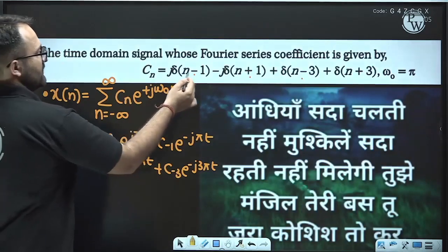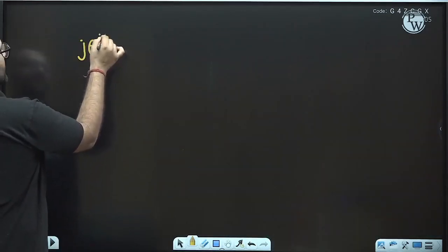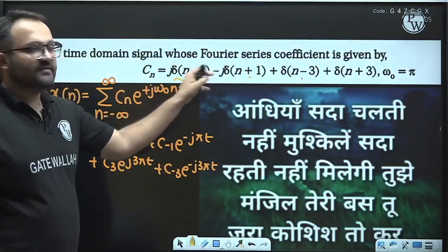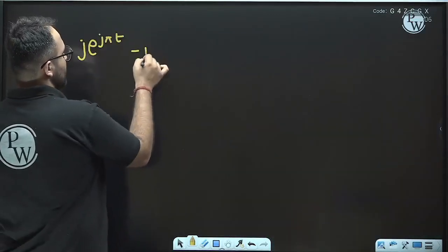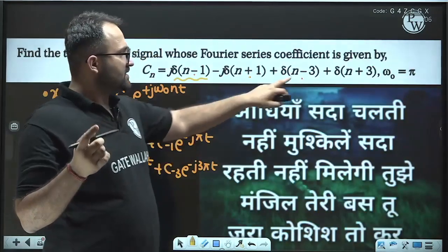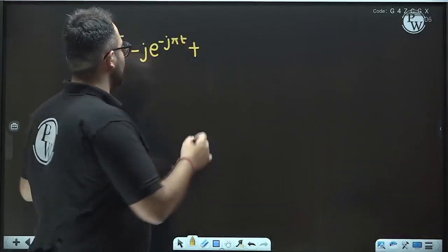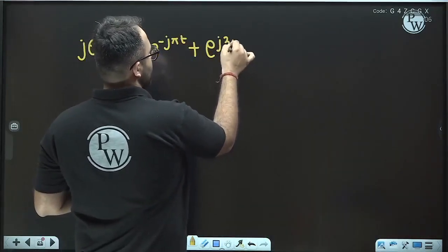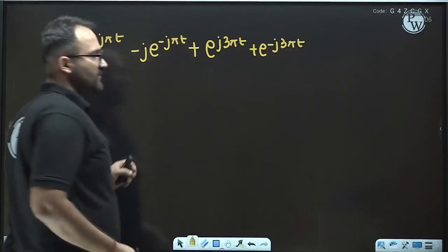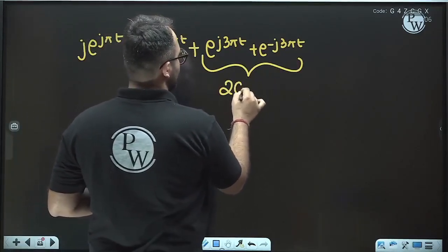C1 is the coefficient of this, that is j. So it is j e^(j pi t). C minus 1 is the coefficient of this, that is minus j. So minus j e^(minus j pi t). For C3 and C minus 3, at 3 the coefficient is 1, at minus 3 the coefficient is 1. So both are 1. Okay. So now let's combine this. This will combine and become 2 cos of 3 pi t.